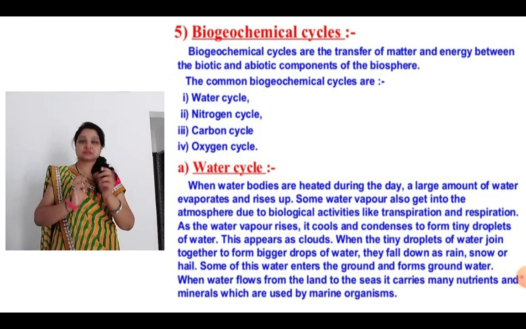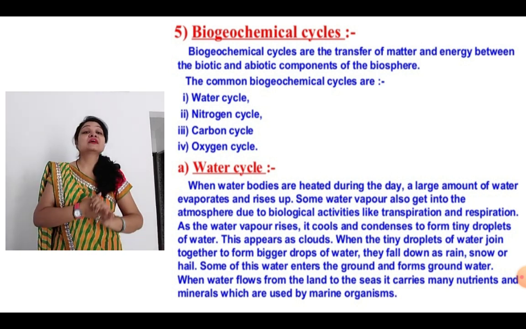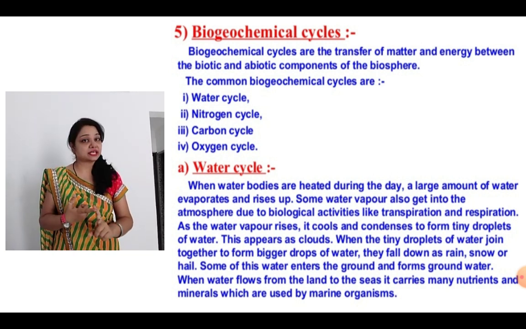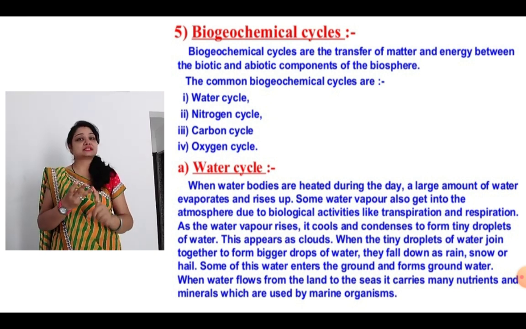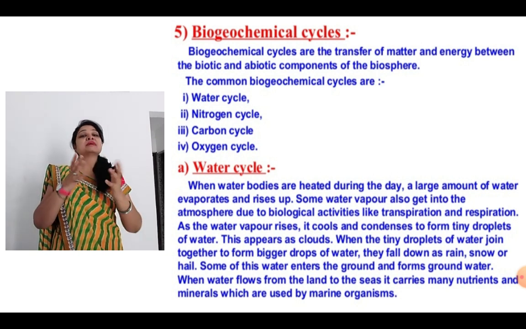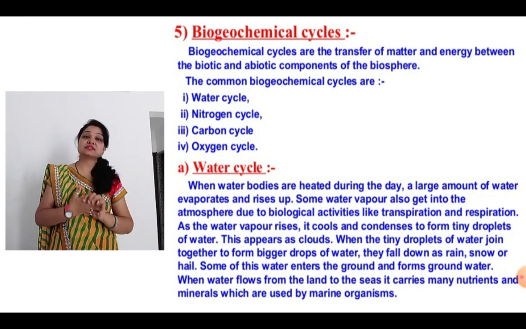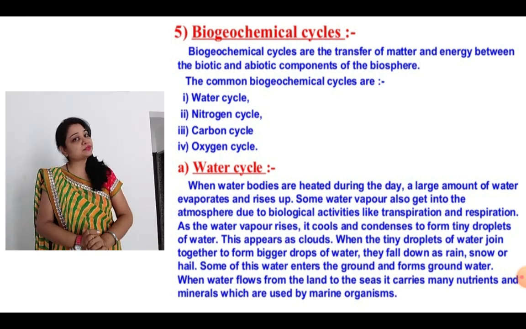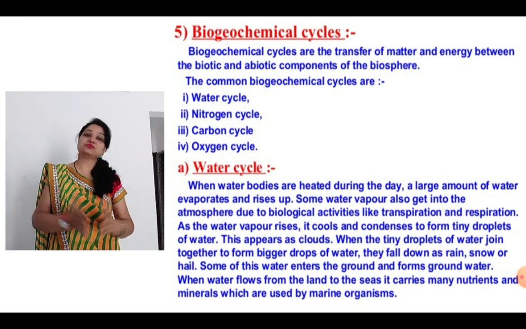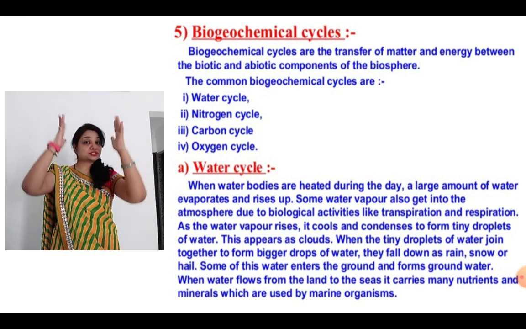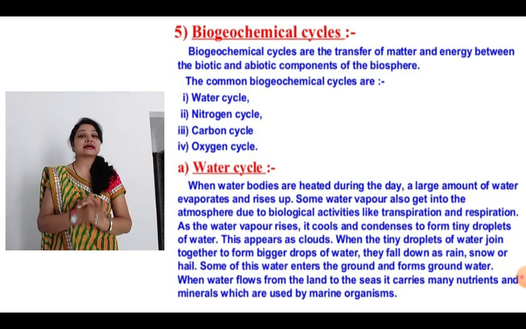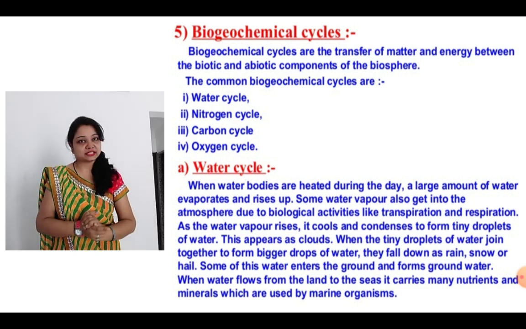Now mainly we have four biogeochemical cycles with us, that is water cycle, nitrogen cycle, carbon cycle and oxygen cycle. Out of these, the water cycle you know very well, but we'll discuss them all, starting with the water cycle, which you already have previous knowledge of. From junior classes you have been studying the water cycle. So you know that evaporation, condensation, precipitation are the steps of the water cycle, right?